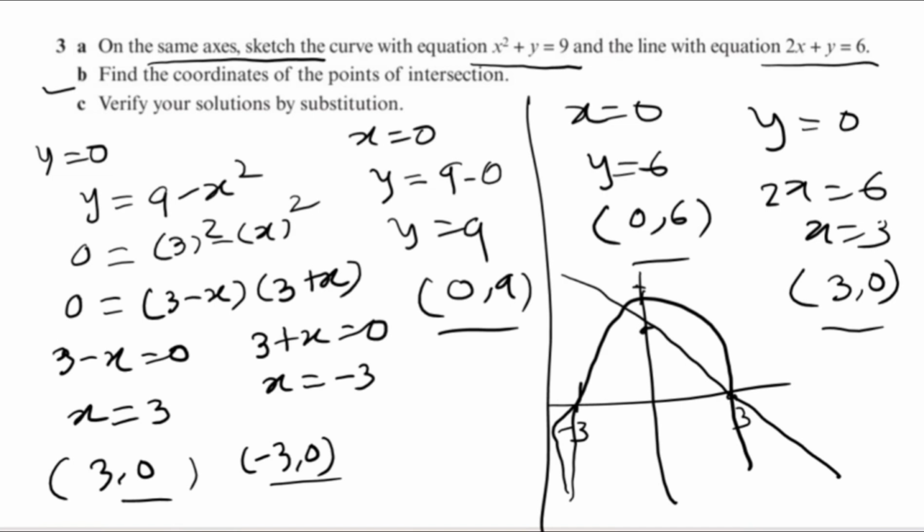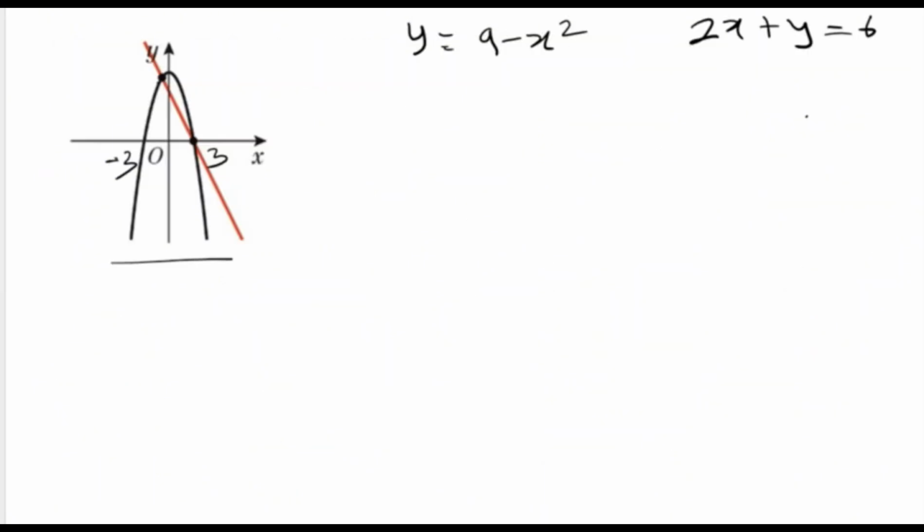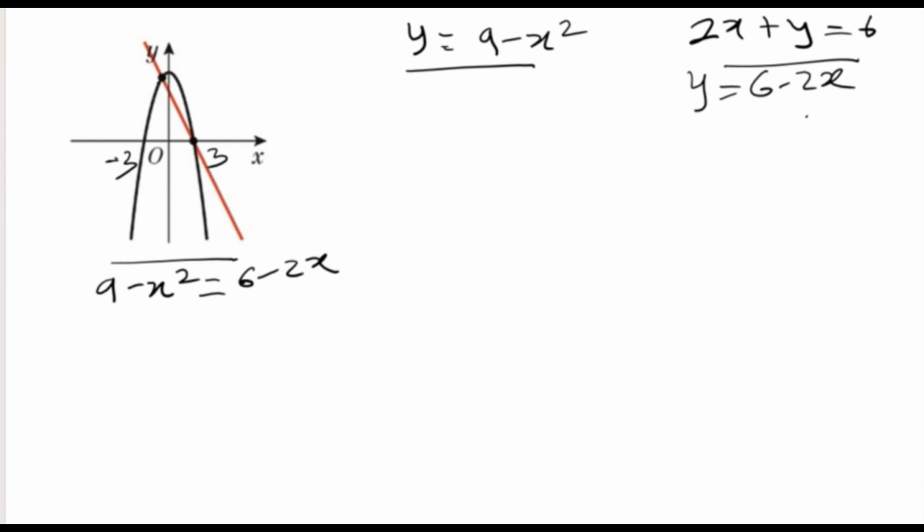Find the coordinates of the points of intersection. Now we know that to find that we have to equate these two equations. So let's see how we can do that. This is what the graph exactly looks like. Now part B, we have to find the coordinates where this curve and this line meet. So we have these two equations. Now this one, I have to rearrange it. So y is equal to 6 minus 2x. To find the coordinates, we have to equate. So 9 minus x squared is equal to 6 minus 2x.